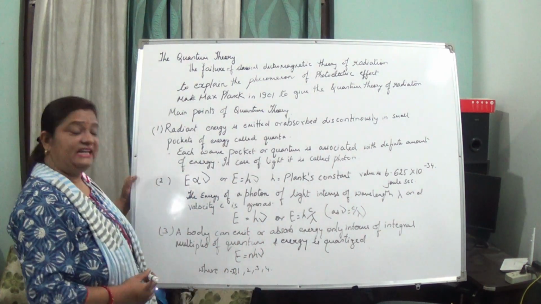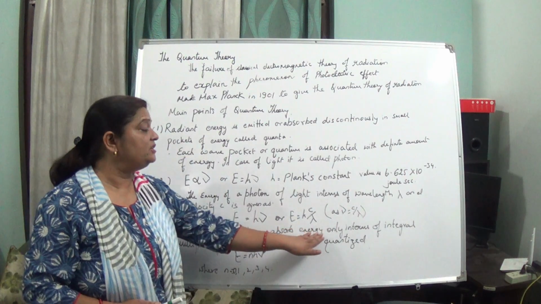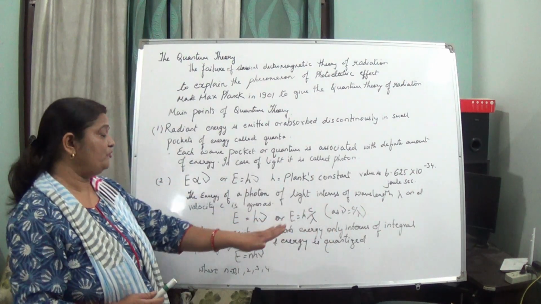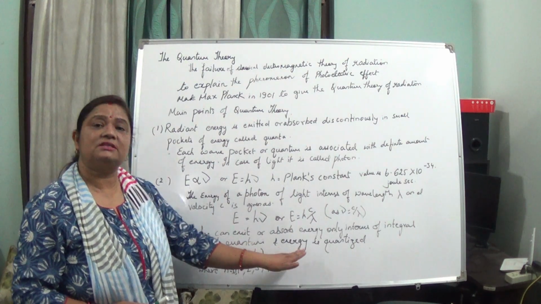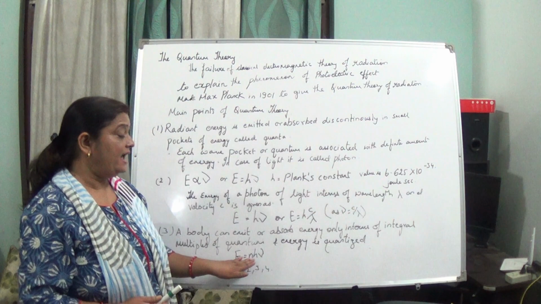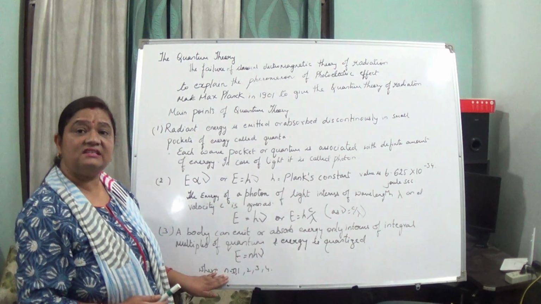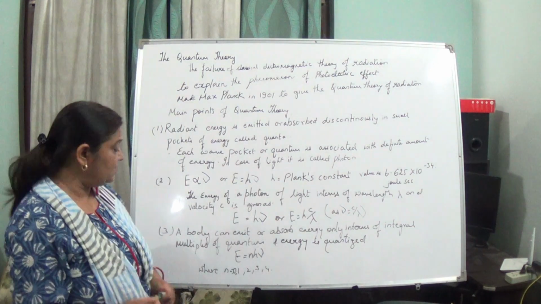Now the next point: the body can emit or absorb energy only in integral multiples of a quantum, and energy is quantized. This is E is equal to n h nu, where n is an integer like 0, 1, 2, 3, 4. How will we understand this?